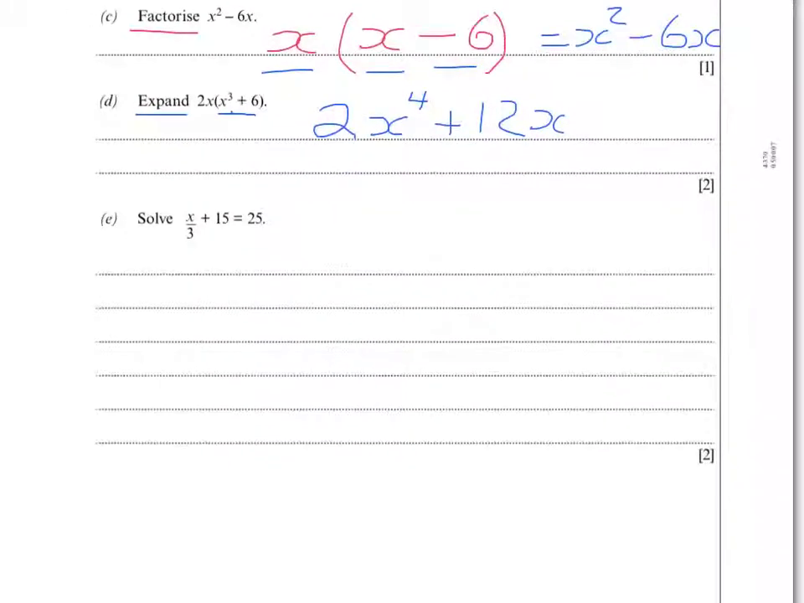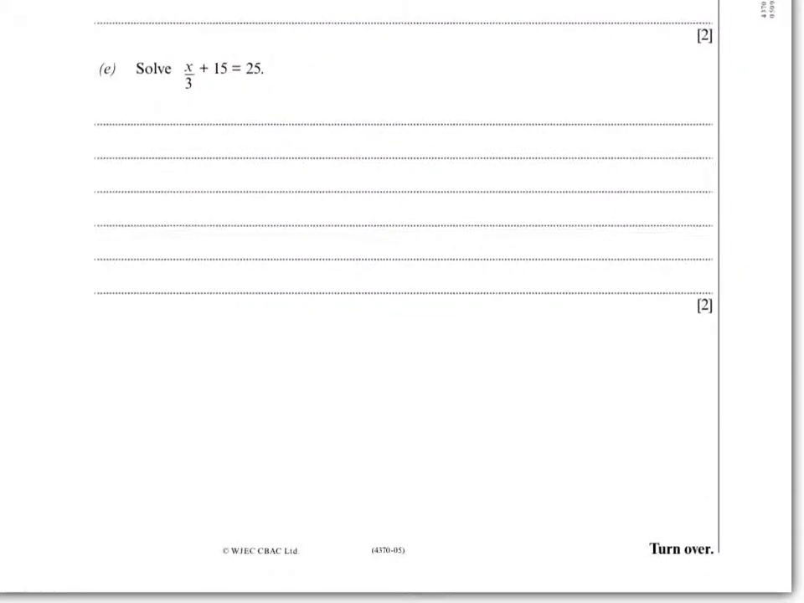Now the last part, E, asks us to solve this equation. So x over 3 plus 15 equals 25. Now, the first thing I look at here, I'm looking to see what is happening to my x. So I can see it's being divided by 3 first, and then I'm adding 15 to it to give me 25. So what I'm going to do is do the opposite to that when solving the equation.